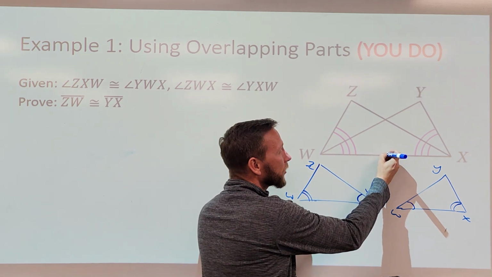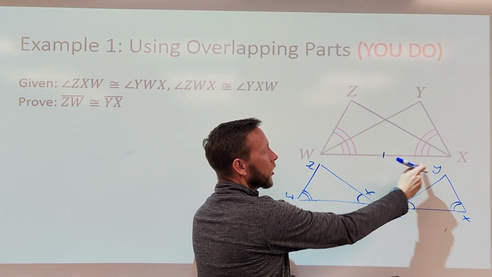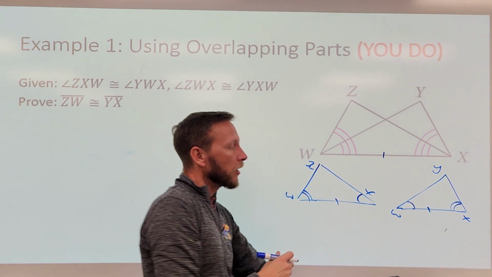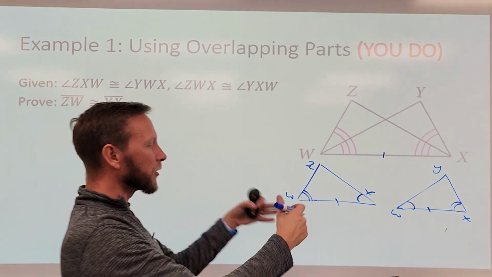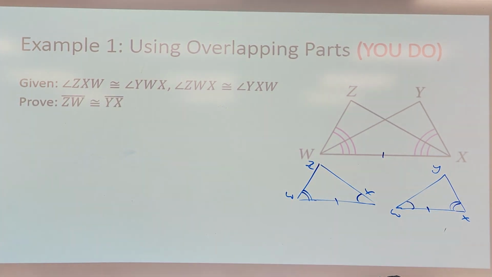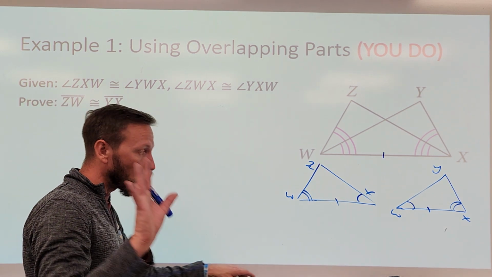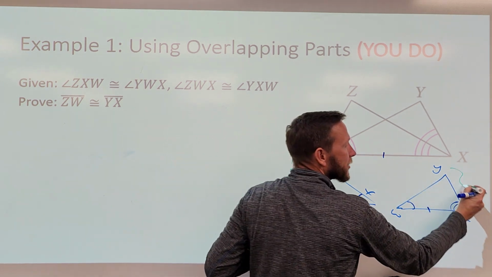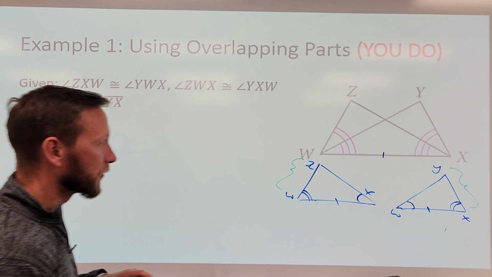Now, I can tell that there is this overlapping part. Side WX is the same as segment XW. They're just in different triangles. We're going to read them different ways. WX is congruent to XW by the reflexive property of congruence. So what I want you to do is show that these two triangles are congruent using angle side angle. And then say that these pieces are congruent by CPCTC, or the definition of congruent triangles.